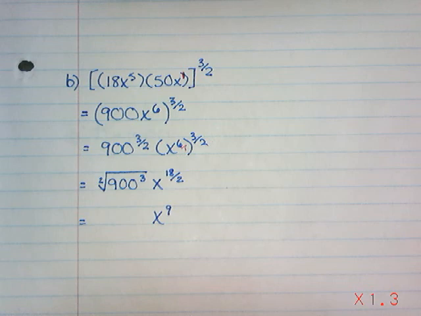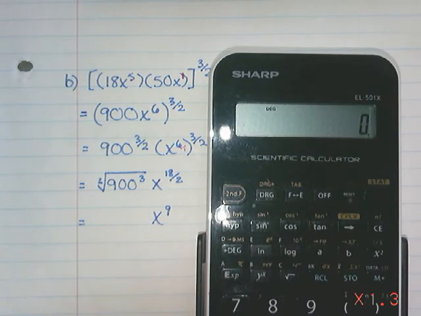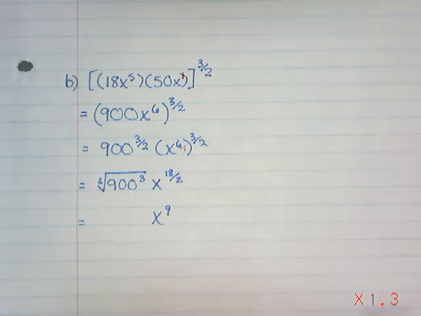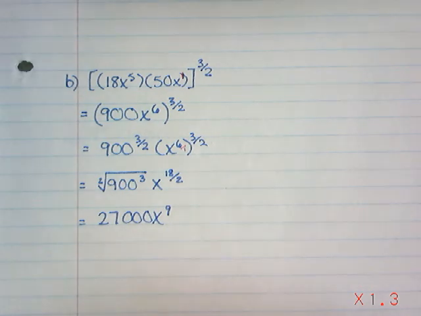So I'm going to use my calculator to do that. So I am doing the square root of 900. I don't need a special button for that, but if you do, it is normally the second function of your exponent button, but I'm just doing a regular square root. So I'm going to do the square root of 900 and then to the power of 3, which is 27,000. So this worked out to be 27,000 x to the power of 9.